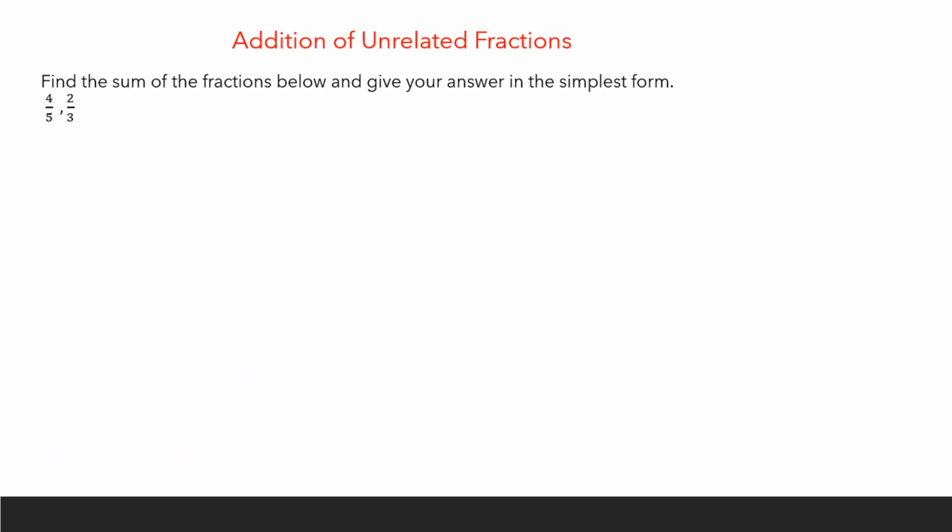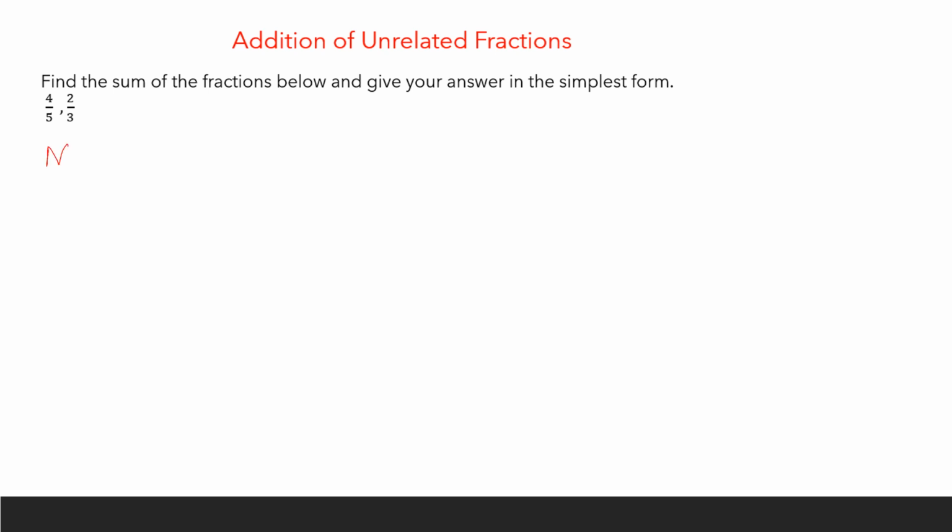Okay, now it's time to discuss the addition of unrelated fractions. So again, the question is the same: find the sum of the fractions below and give your answer in the simplest form. But here we have the fractions 4 by 5 and 2 by 3. We can see that our denominators are 5 and 3, and we can also observe that 5 is not a factor of 3 and 3 is also not a factor of 5. So these are unrelated fractions. So how will we solve these fractions?